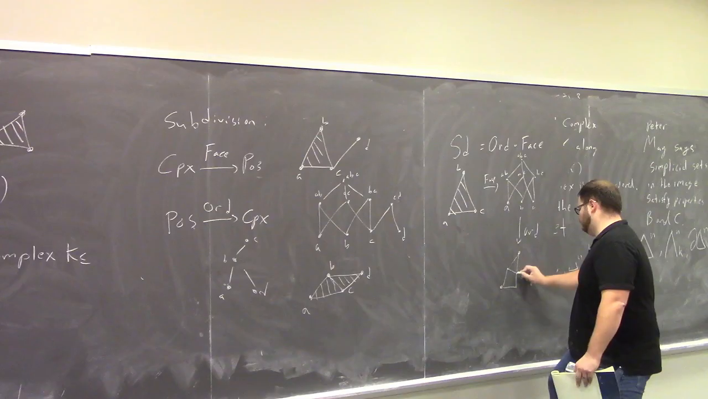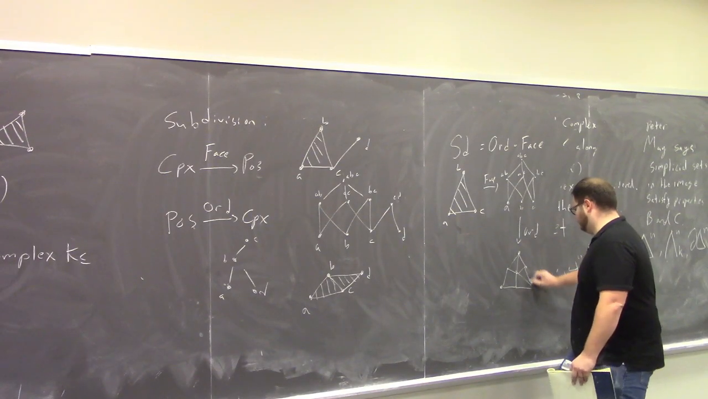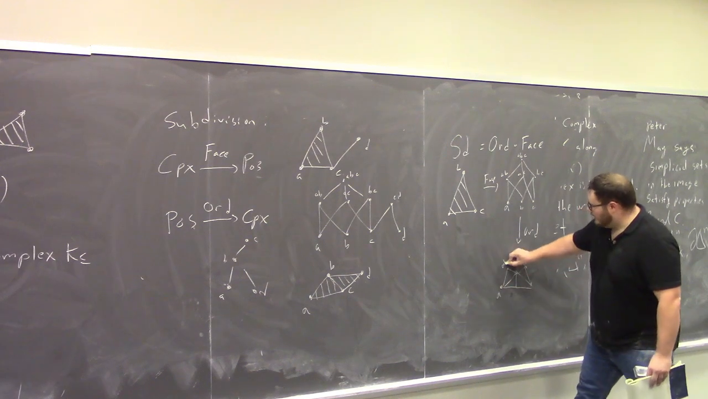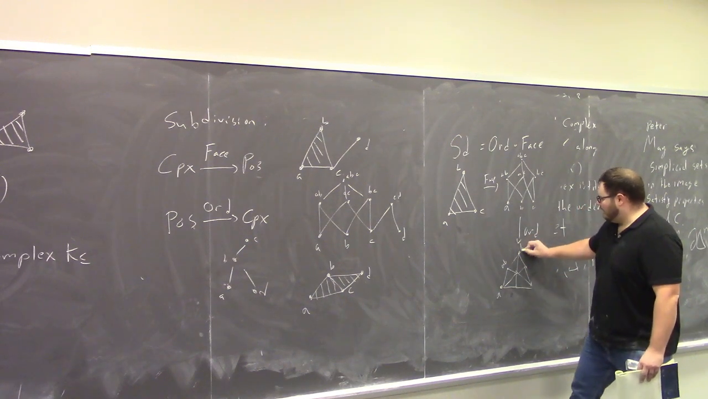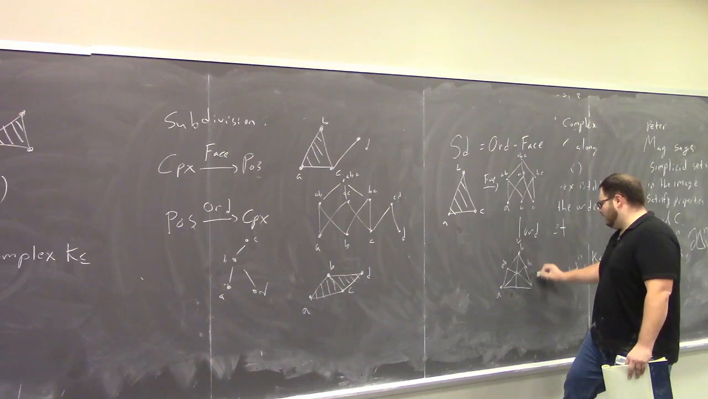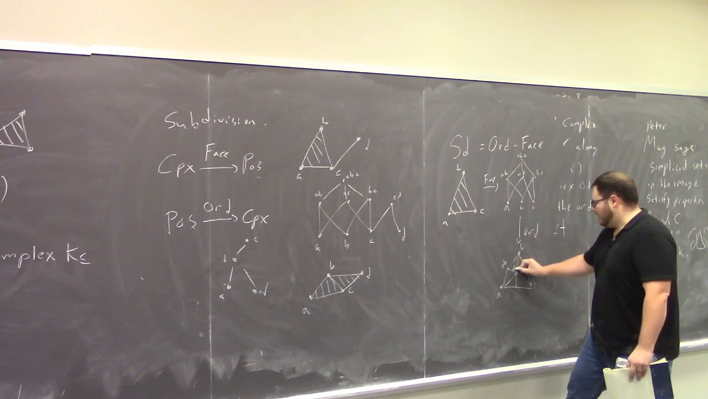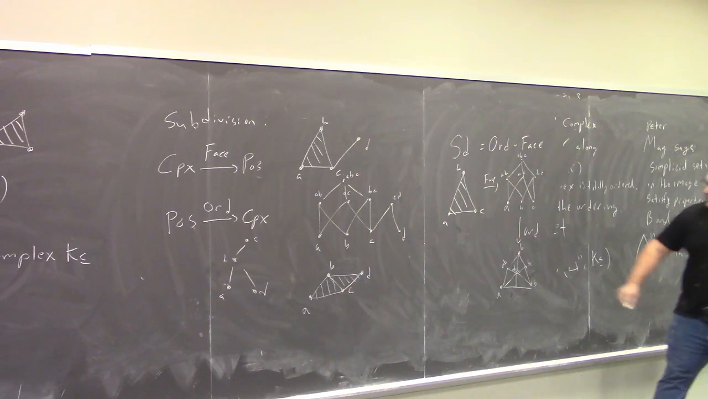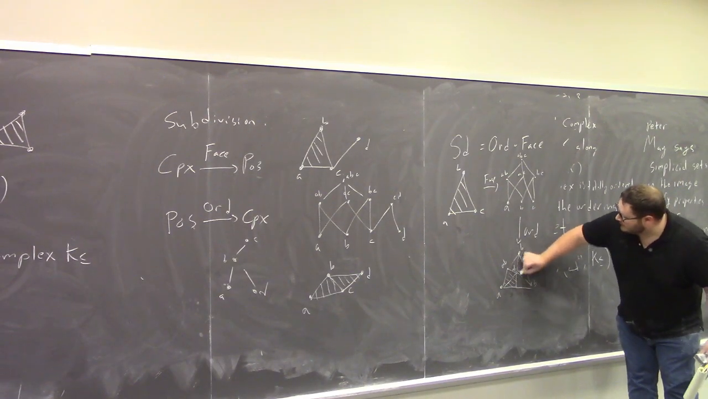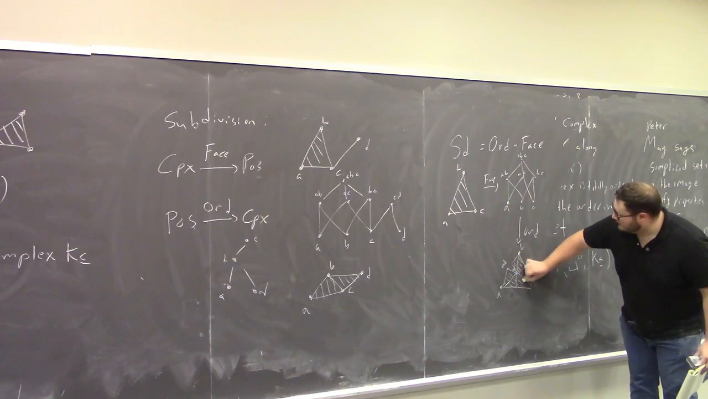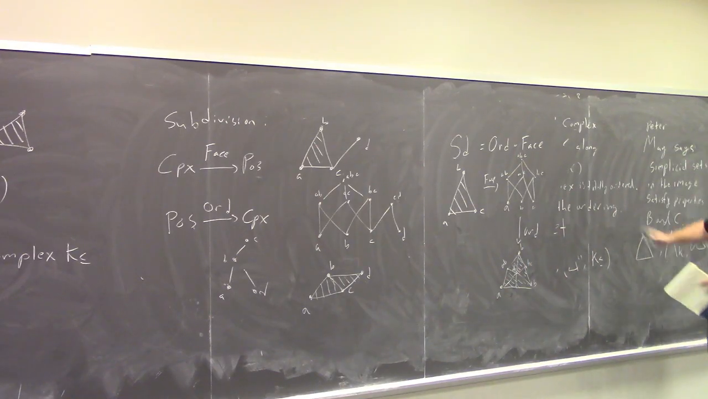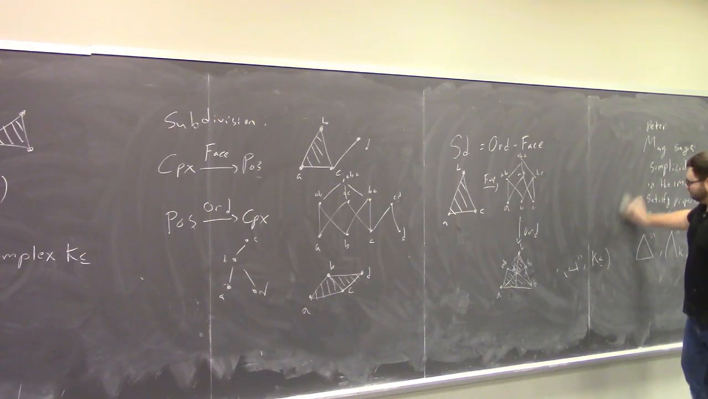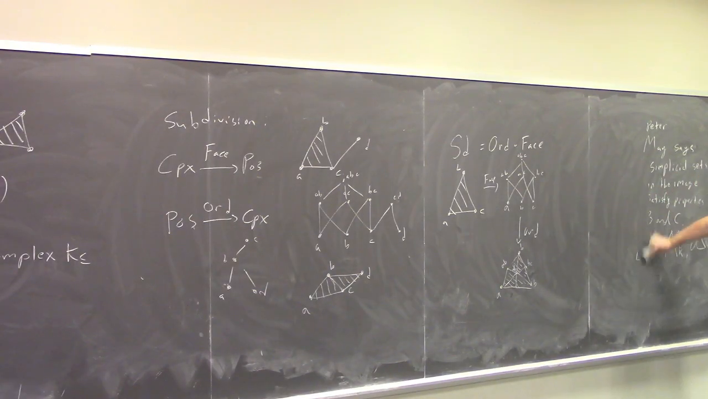Clever. Took me a moment to see how it works. So I have A, AB, B, BC, B, and ABC, right? And then each of these gets filled in. So that's subdivision for simplicial complexes. And you have to do it twice.